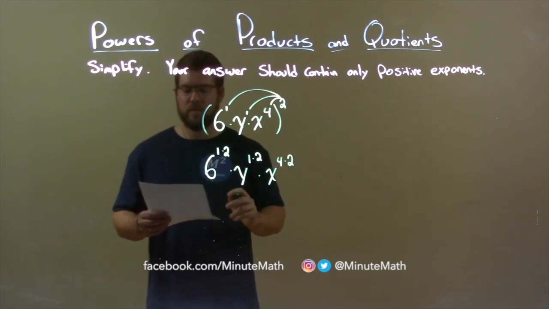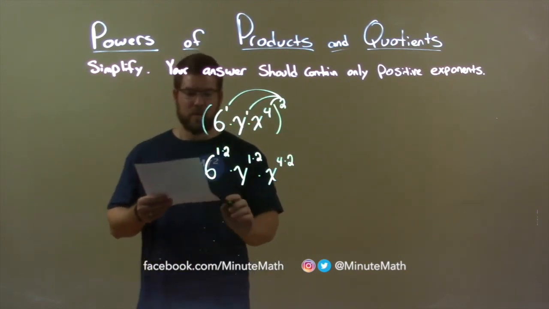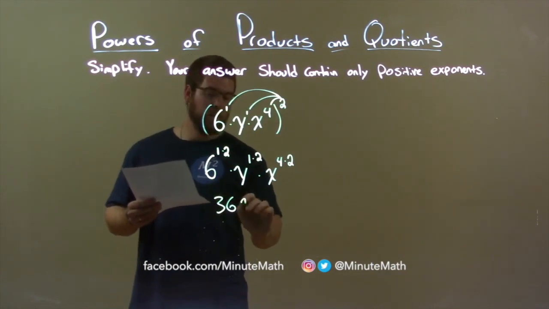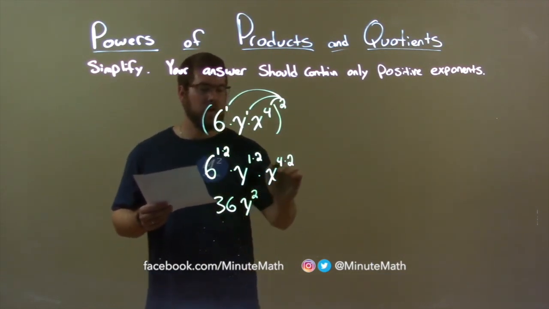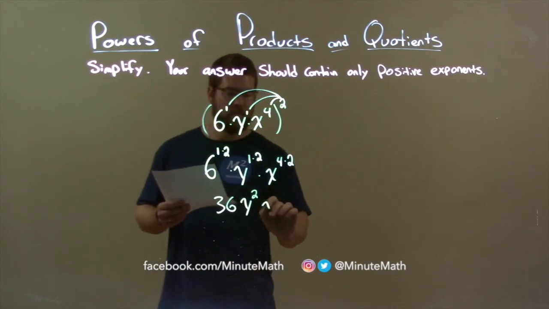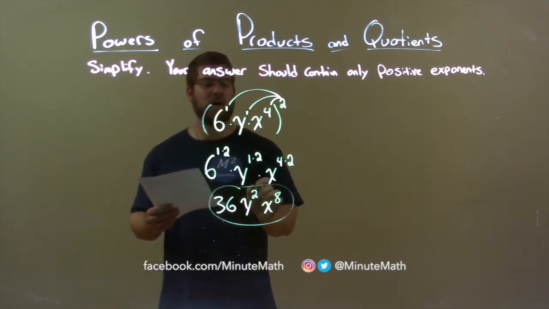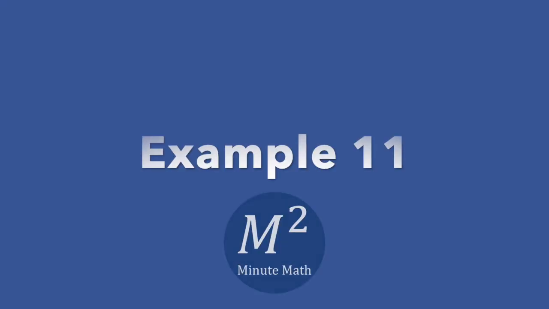Now we simplify. 1 times 2 is 2, and 6 squared is 36. Again, 1 times 2 is 2, and we now have y squared. 4 times 2 is 8, so we have x to the 8th power, giving us our final answer, 36y squared x to the 8th power.